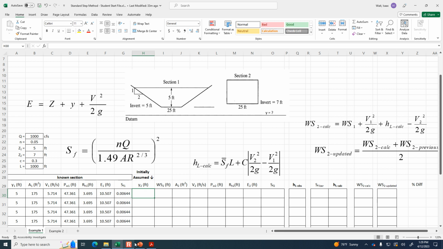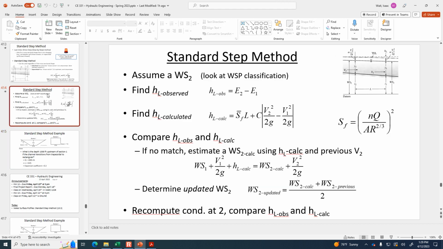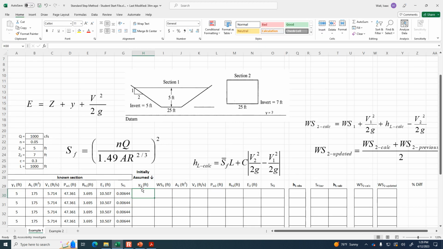All right, so what step are we at so far in this? Well, we've basically just calculated E1. So what we're going to have to do now is assume some water surface for location 2. So let's guess how deep the water is, and then from that we'll calculate the water surface at 2.